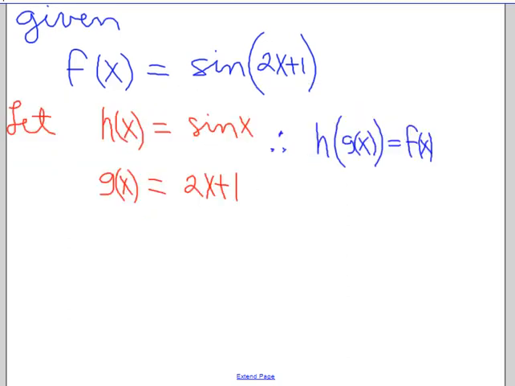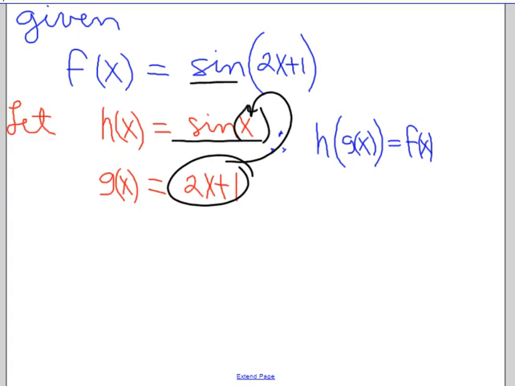That makes sense? The outside function is the sine of x. And inside of the sine of x, I've substituted in 2x plus 1. So in that case, the outside function is h, and what got put inside of that function was g of x.